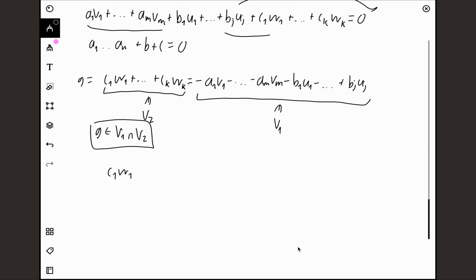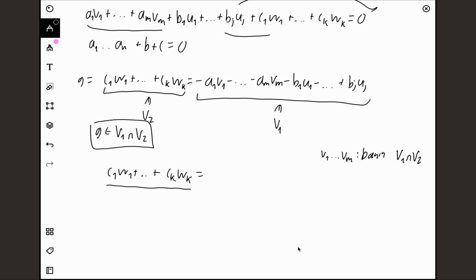So now what we can do is write c1 w1 plus up to ck wk. We can write this vector in another basis, because we have a basis for V1 and V2, and the basis for V1 and V2 is just the vectors v1 to vm. So v1 to vm, these vectors are a basis for V1 and V2. So this linear combination of vectors describes the g vector in basis V1 and V2.